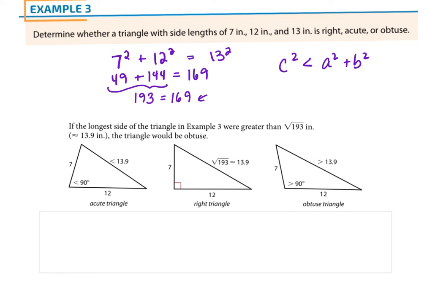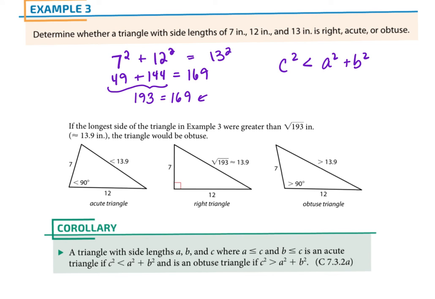So you're always comparing your c. If your c squared equals these two sides squared, it's a right triangle, easy. If your c squared is smaller, it is an acute triangle. If your c squared is larger, it is an obtuse triangle. And that's what this theorem at the bottom tells us. A triangle with side lengths a, b, and c. a is less than b, b is less than c. So you have three different side lengths and you have two smaller than the third. If your longest side squared is smaller than the sum of the squares of the other two, you have an acute triangle. If your longest side squared is bigger than the sum of the other two sides squared, you have an obtuse triangle. So given three sides, you can tell if you have an acute, a right, or an obtuse.